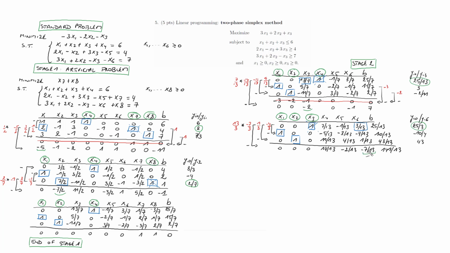Again, we have a look at the reduced cost over here. This is the most negative one. So x6 is going to enter the base. To know which variable is going to leave, we compute this column. So we have elements from the column B divided by the corresponding elements of column 6, right? So 25 over 3 and so forth. And this one is obviously the smallest one.